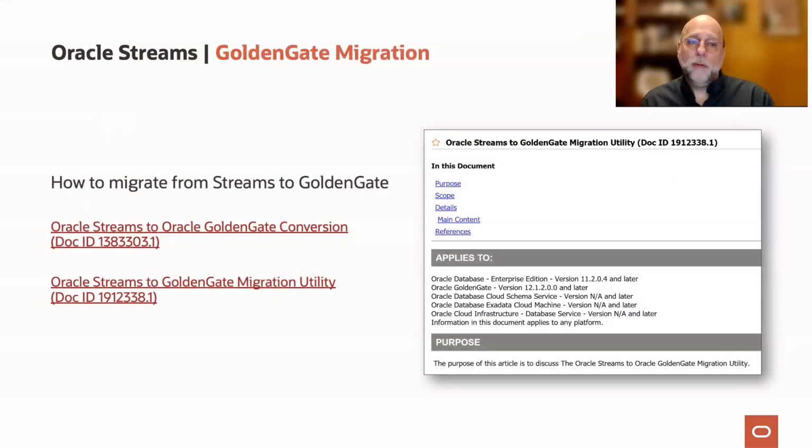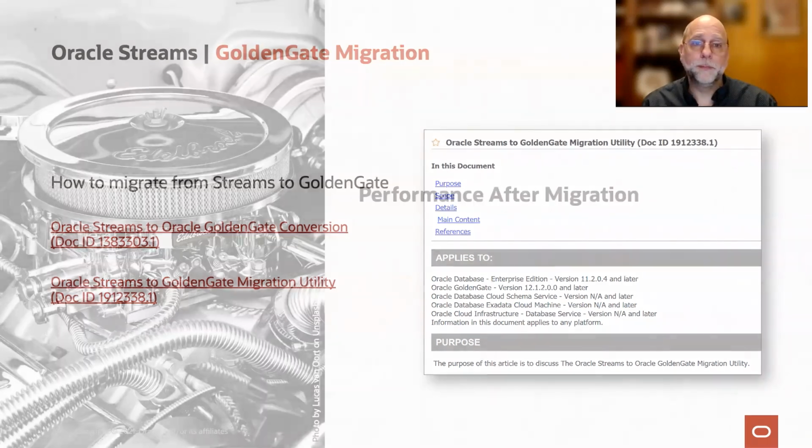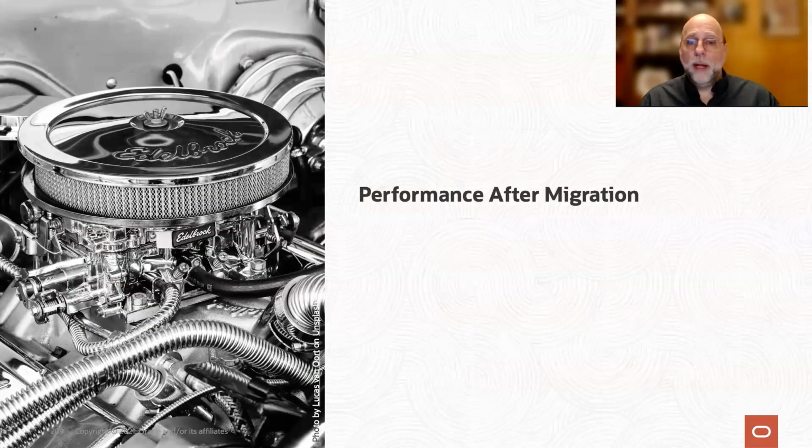If you want to migrate from Streams to GoldenGate, because GoldenGate is, after all, more powerful, it has fewer restrictions, it's easier to manage, it's faster than Streams, so it has a lot of advantages. Anyway, there is a utility for migrating from Streams to GoldenGate, and it is, again, referenced in a support note. So that's the basic overview of how to use GoldenGate and get minimal downtime in a migration. I think that's the last of our migration topics.